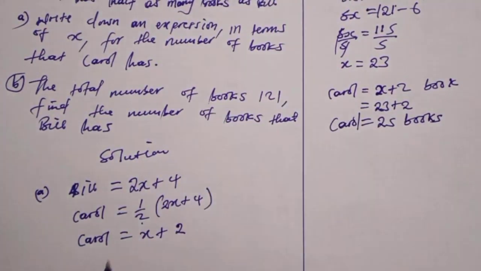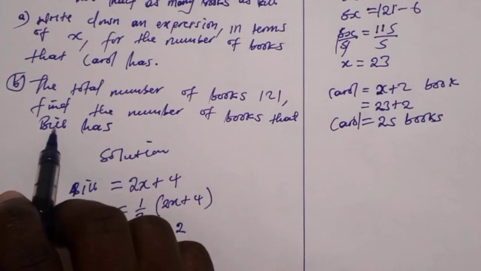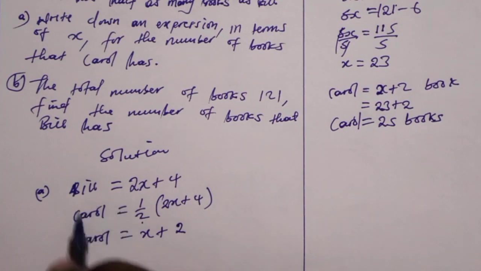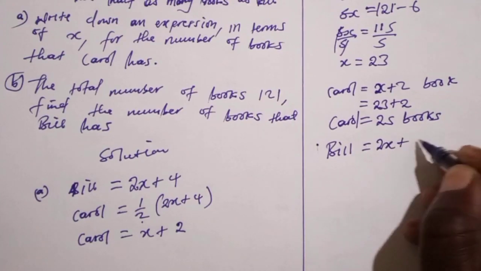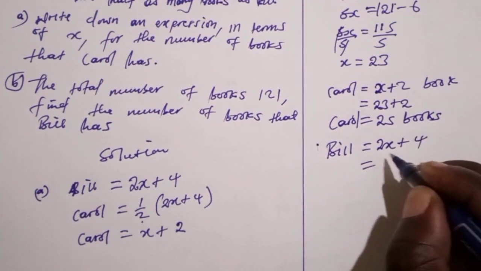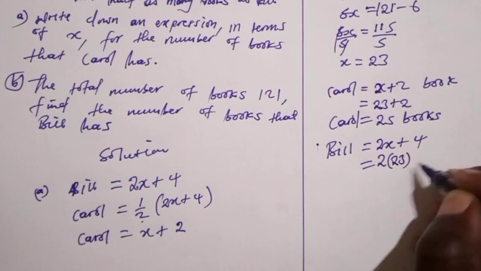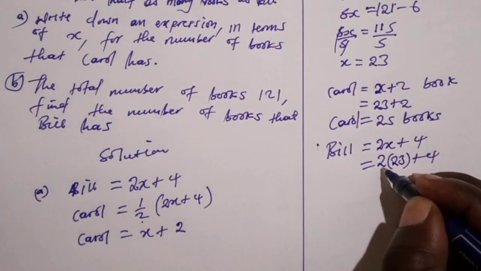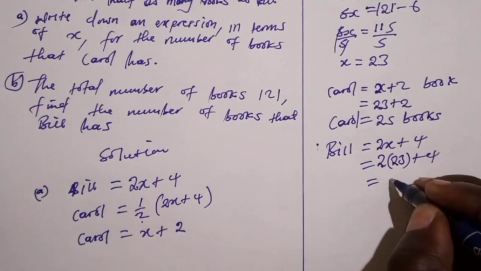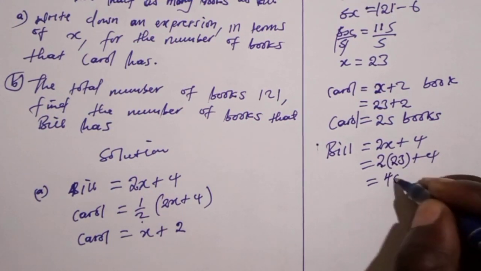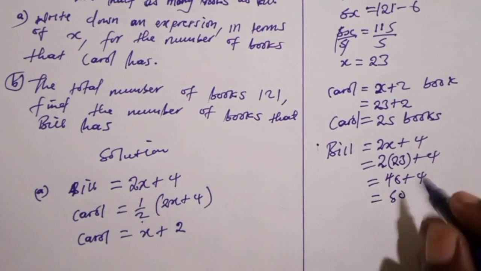So now let's find the number of books that Bill has. We know that the expression for Bill is 2x plus 4, in which it will be 2 multiplied by 23 plus 4. 2 multiplied by 23 is 46, plus 4, in which we are going to have 50.